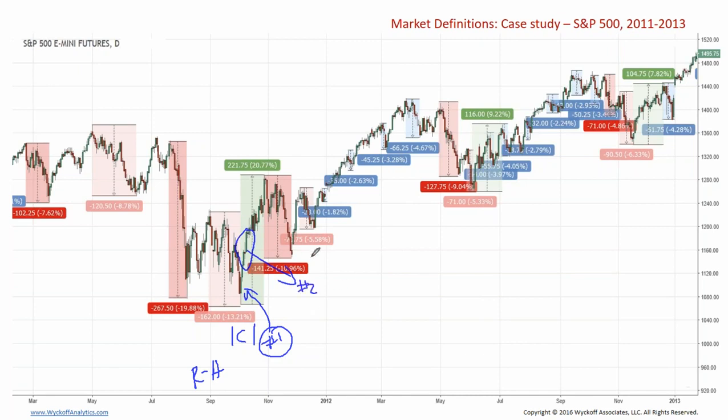Third entry is going to be after the backing up action. And here, because there is more supply, we need some kind of test that comes here. So here's our third point of entry. And then a breakout, which is going to happen right here. So those are the 4 points of entry based on the market.